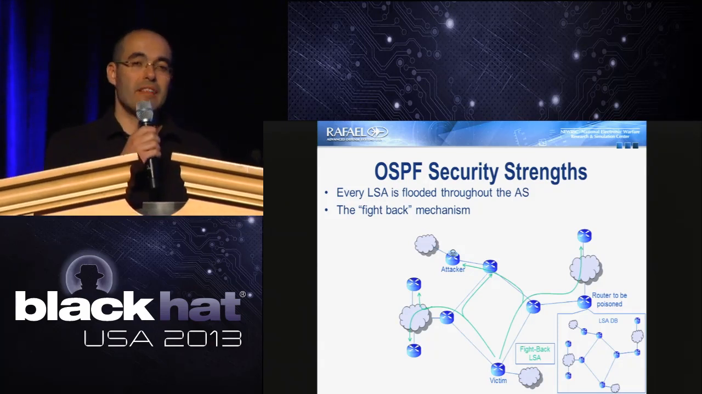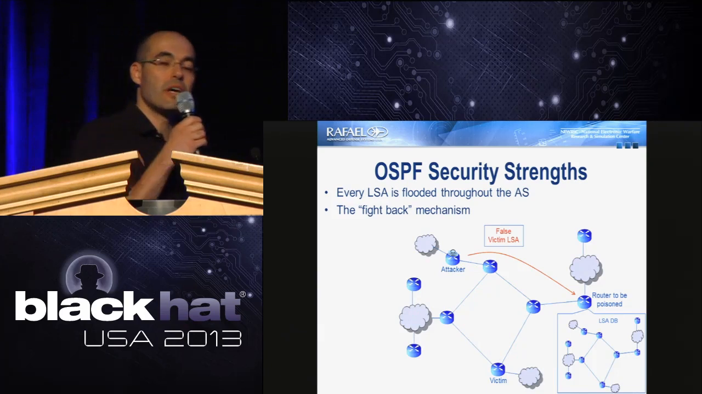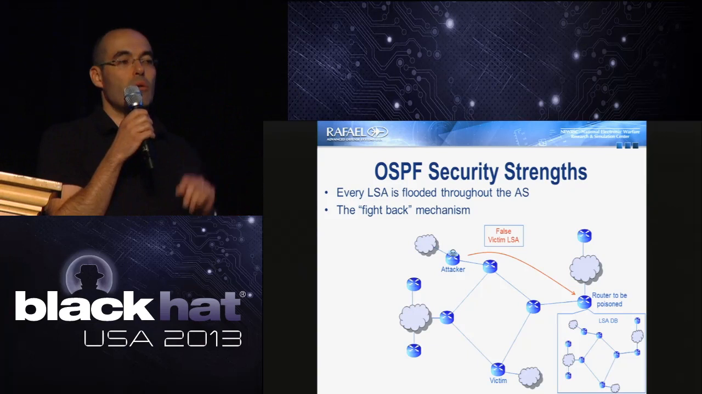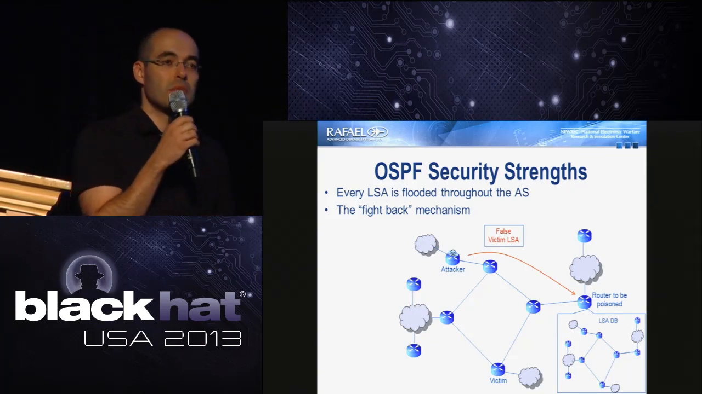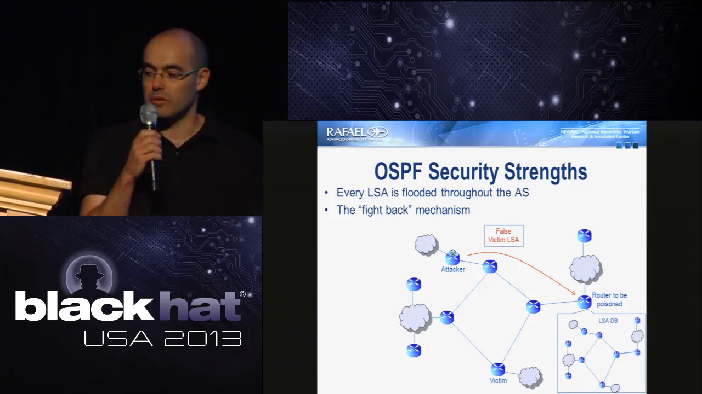Okay, so another attack avenue the attacker might wish to take is to simply send out the false advertisement directly to the router it wishes to poison. This is done simply by unicasting the packet directly to that router.